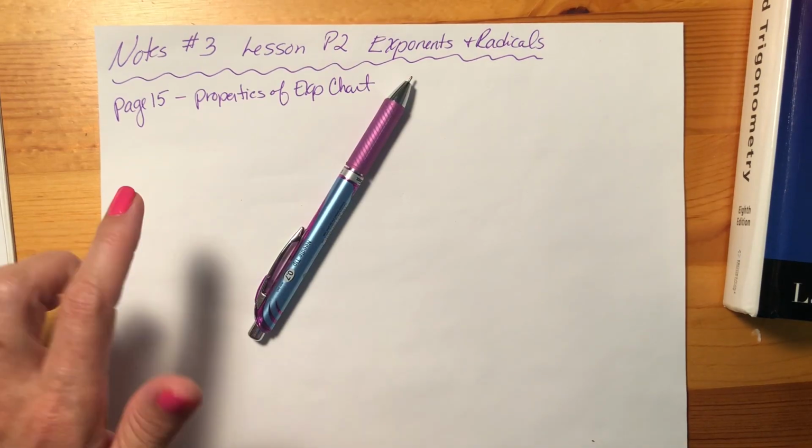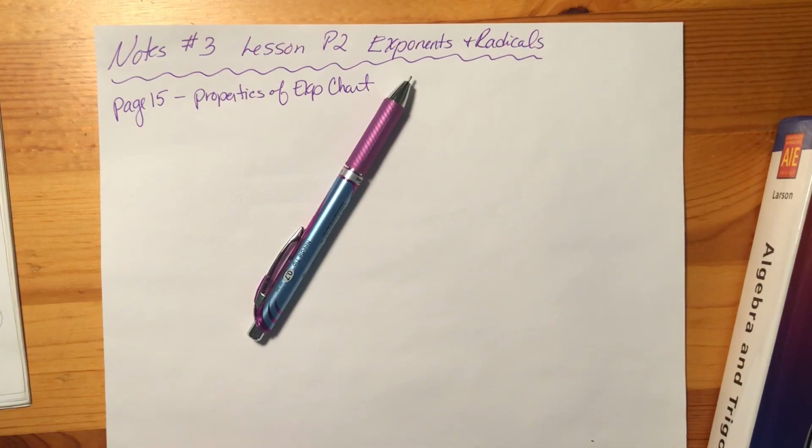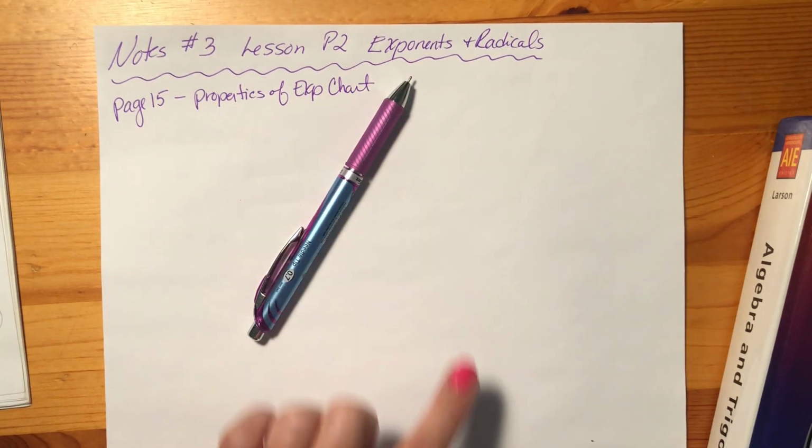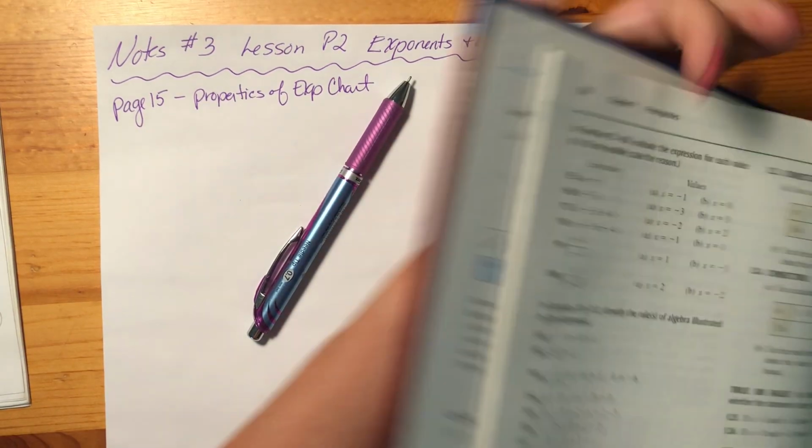Hello, math lovers. Today we're going to talk about section P2, which is part of the prerequisite chapter. This is, again, a review chapter for you on exponents and radicals. We're going to start in our textbook on page 15, looking at the properties of exponents.